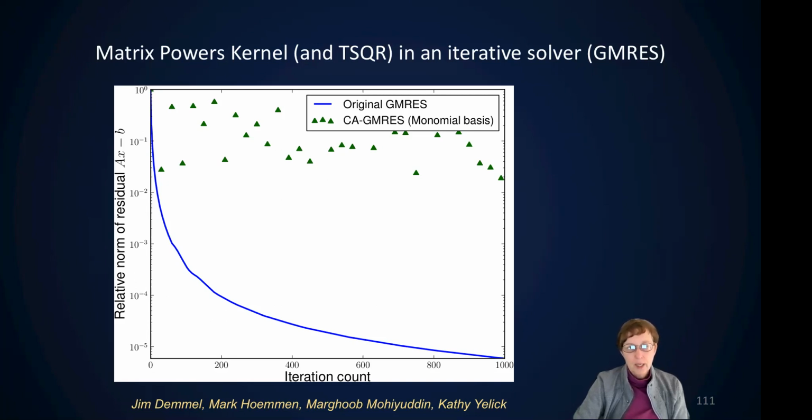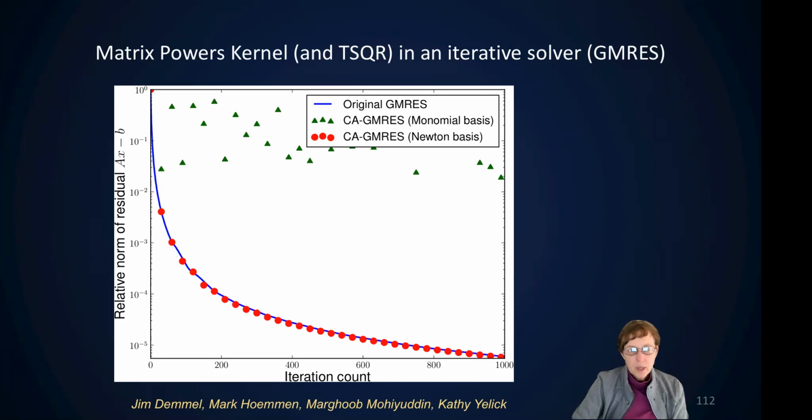And so these green triangles here show you your error, and not only is it high, but it's not getting any better over time. And so we're really not making any progress here. But fortunately, by also understanding what's in the numerics, you can replace that basis with what's called a Newton basis.